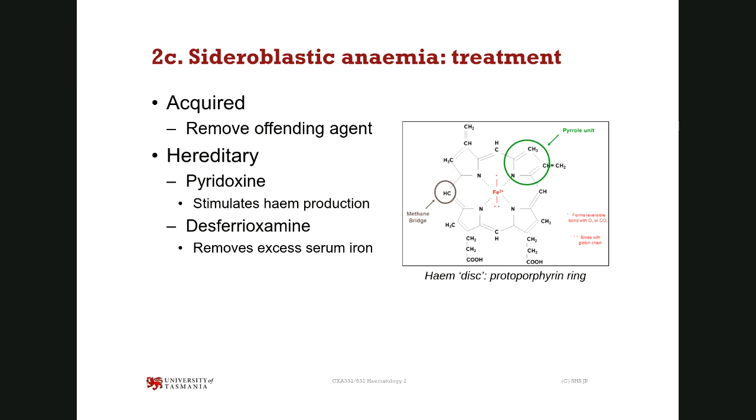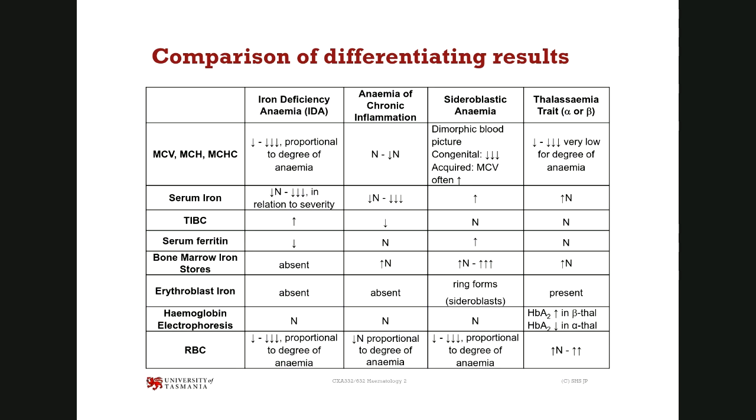So here we've got a comparison of our differentiating results. Finally, we've got iron deficiency anemia, anemia of chronic inflammation, sideroblastic anemia, and thalassemia. The thalassemia trait may very well give us microcytic hypochromic anemias that need to be differentiated. And you can see here that the serum iron, total iron binding capacity, and serum ferritin are very useful ways in which we can do that. And then, of course, we've got hemoglobin electrophoresis, which helps us to identify our thalassemias.